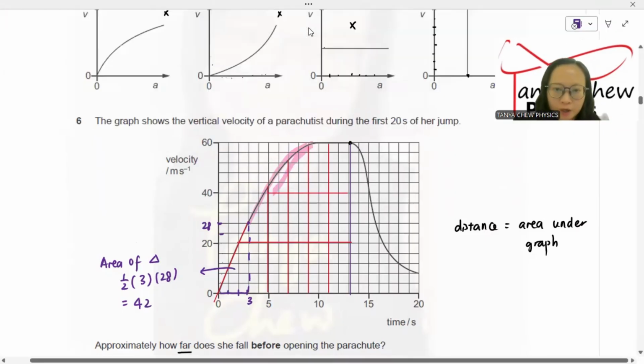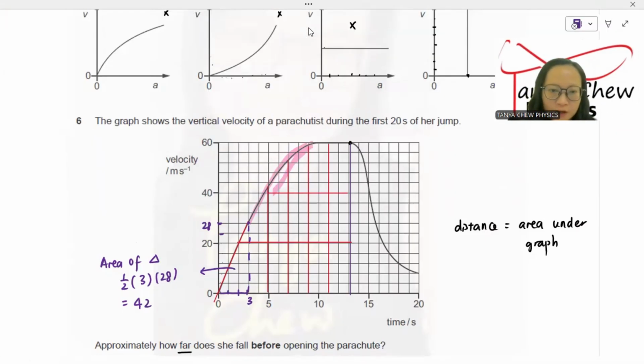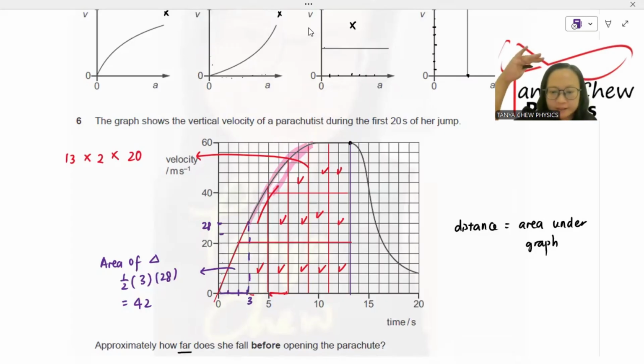I'm going to keep my ruler. So you calculate the number of boxes involved. I have 1, 2, 3, 4, 5, 6, 7, 8, 9, 10, 11, 12, maybe about 13. So the area under the curve is 13 boxes multiplied by the area of one box. For the area of one box, I choose the x-axis: I have two boxes, so 2 multiplied by 20, the height. And I got 520 right here.